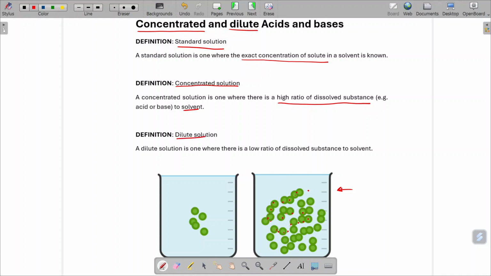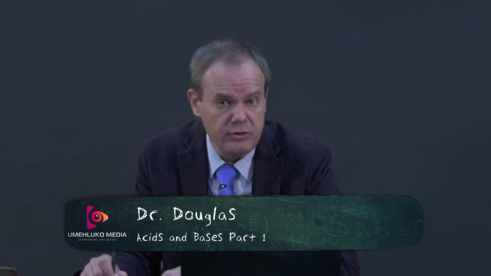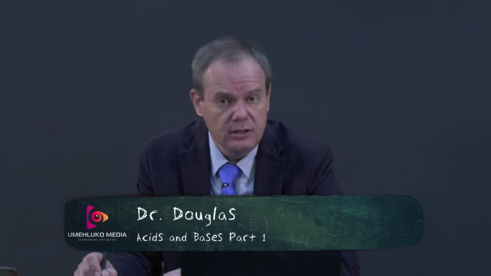A dilute solution, on the other hand, is where there is a low ratio of dissolved substance to the solvent. As in this example, you can see there are many fewer particles in this solution than there are in this solution. And that's the difference between a concentrated and a dilute solution. Don't get confused. A strong and a weak acid and base is not the same as a concentrated or dilute acid and base. You can have a dilute strong acid, you can have a concentrated weak acid, and the opposite is also true.